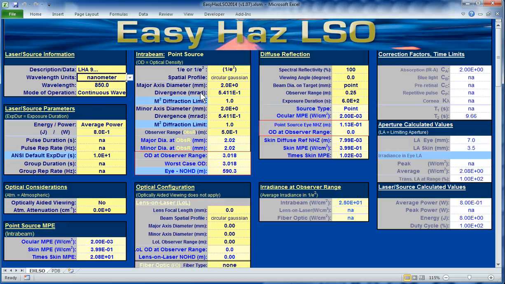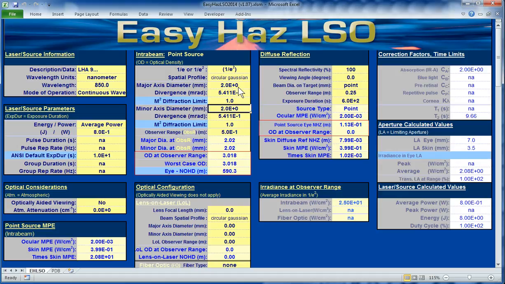We'll say, for worst case, I'd like to know the lowest divergence, or smallest divergence angle, that is theoretically possible for a laser with a wavelength of 850 nanometers and a beam diameter at the waist of 2 millimeters. Again, this is a circular Gaussian and 1 over e squared points. So we load in the 2 millimeters and we put the M squared limit, which is our theoretical limit, to 1. It will calculate the lowest divergence possible.